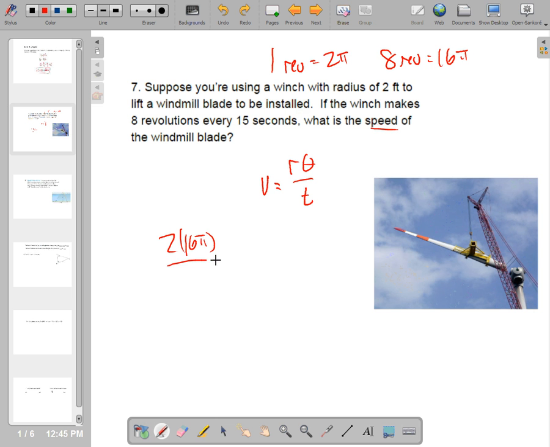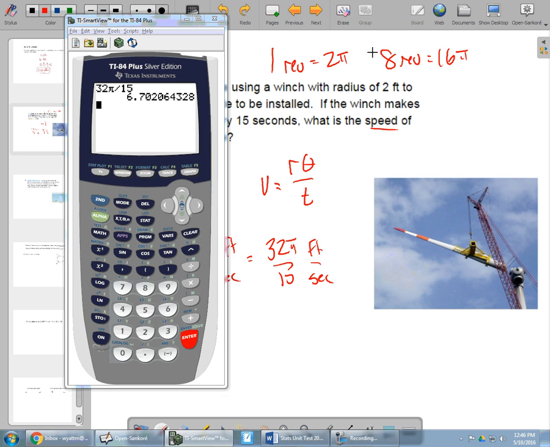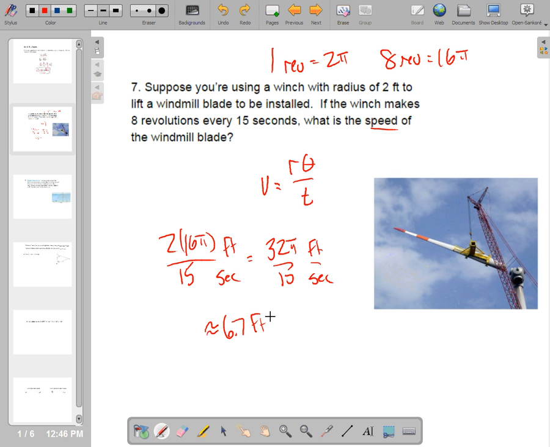So this is 16 pi, and then it's over 15 seconds. Now it's important we're careful with our units here. This is 2 feet in 15 seconds. 2 times 16 pi feet over 15 seconds. So now I have 32 pi over 15 seconds. It doesn't really specify what units it wants it in. It doesn't say miles per hour, so I'll just leave it in feet per second. And now I can figure it out as a decimal: 32 pi divided by 15 is about 6.7 feet per second. So we're good. This windmill, as it moves up, is going about 6.7 feet per second.